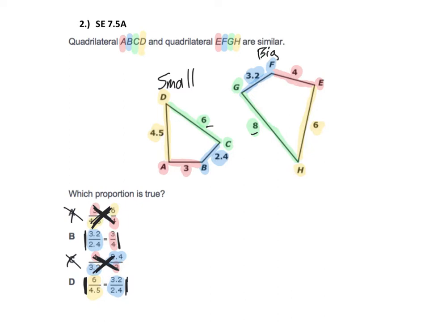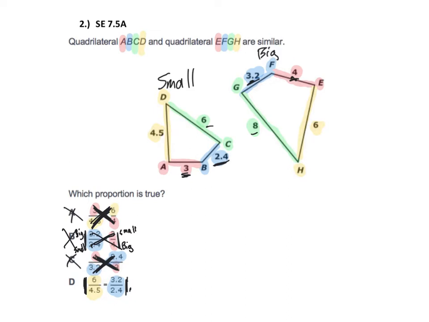So now let's match up. The 3, red 3, is going to be in the small. And the red 4 is in the big. Now the 2.4 is in the small. And the 3.2 is in the big. When we connect the big to big and the small to small, it makes an X, tells us that is not our answer. So let's move on to the last one.